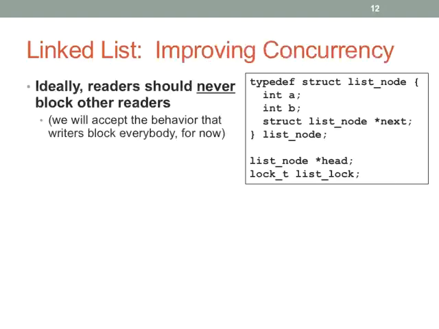So we'd like readers to not block readers, and we will accept for now that the writers will block everybody. But there's a simple mechanism for this. We actually mentioned it in passing last lecture. Does anybody know what we could use to allow readers to not block readers?